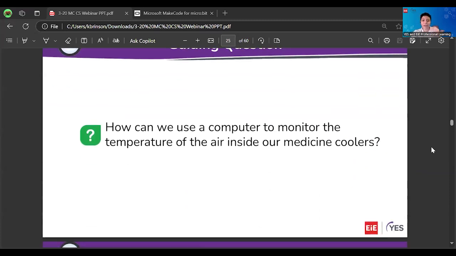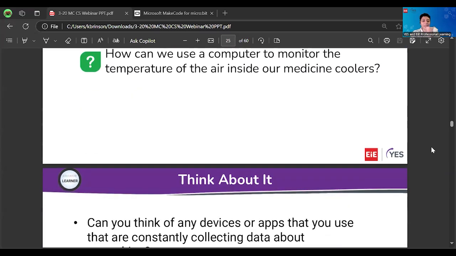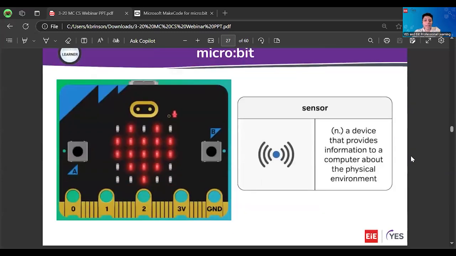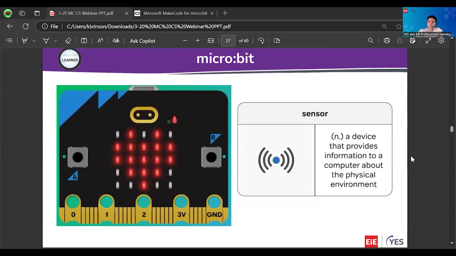So the guiding question is, how can we use a computer to monitor the temperature of the air inside the coolers? And they are launched to think about some other devices or apps that are always collecting data. And the reason they're able to do this is because they have a sensor, right? There's something about that device that can take inputs from the environment and send it back out, whether that's your phone or your Apple Watch, your iPad, whatever it may be. And at this point, they can see a microbit, which has built-in sensors, which can be used for this particular moment.